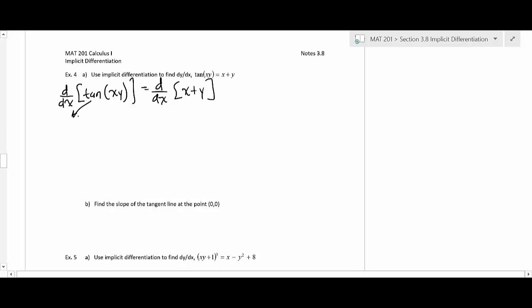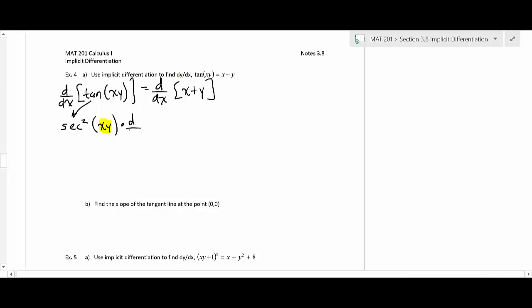So what is the rule for the derivative of the tangent? Which one is that? Secant squared, right? Okay, so what we do is we write down secant squared of xy. Okay, that's part 1. However, the chain rule says also do the derivative of that function inside, right? This is not just a secant of x, or the tangent of x, it's tangent of xy. So what you got to do now is apply the chain rule.